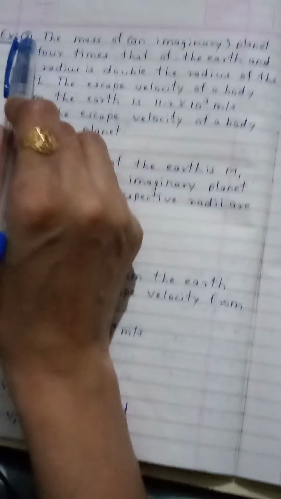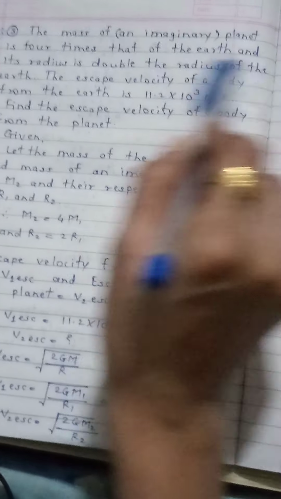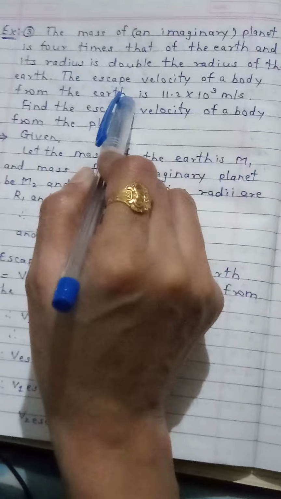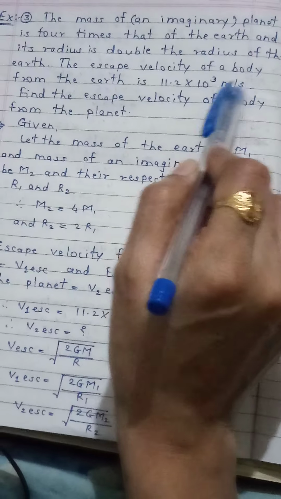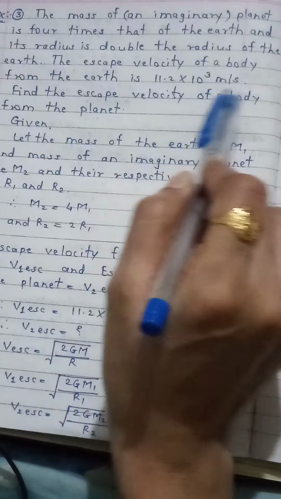Now example number 3. The mass of an imaginary planet is 4 times that of the Earth and its radius is double the radius of the Earth. The escape velocity of a body from the Earth is 11.2 × 10^3 meter per second. Find the escape velocity of a body from the planet.